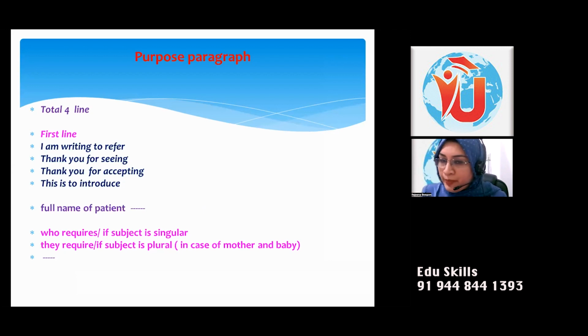In this purpose paragraph, it is better to limit it to 4 lines, and it should be very clear and concise. Don't write everything into the purpose paragraph, only exactly what you need to convey to the reader. So we should be very competent in writing the purpose paragraph. As I said, 4 lines is enough. And then what will you write in the first line?